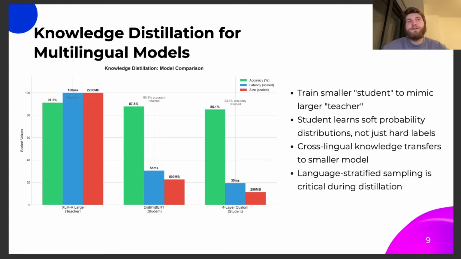Language-specific distillation is an advanced technique where you distill separate students for different language families and then ensemble or route. This can recover much of the low resource language performance, but with several models, it adds operational complexity.